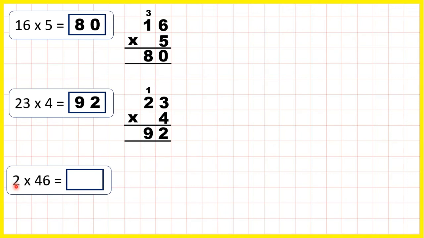Now we have 2 times 46. But we still set the question out in the same way. We still have our larger number, our 2-digit number, on top, because remember, with multiplication, order doesn't matter. Now 6 times 2 is 12, so 1, 2. And 4 times 2 is 8, plus 1 is 9. So 2 times 46 is 92.